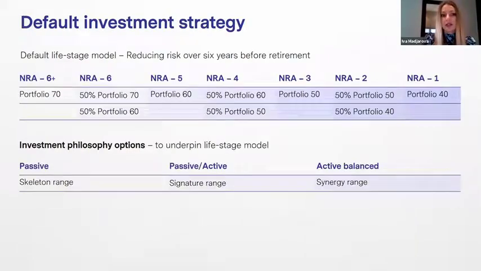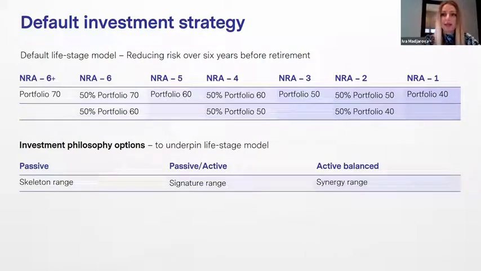So what is this default investment strategy? As I mentioned to you, the default investment strategy is a life stage model. Now, a life stage model is designed in such a way that younger members have higher exposure to the riskier asset classes, so your equities, and your older members. As you get closer and closer to retirement, you start having less of the riskier asset classes and higher investments into your safer asset classes, such as your bonds and your cash.